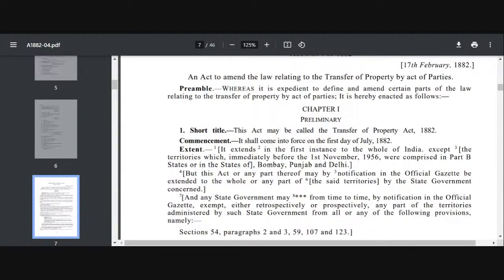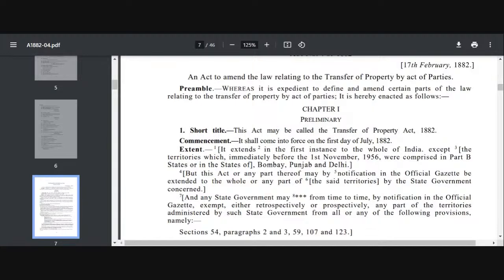So it is not transfer of property by act of parties. Transfer of property by act of parties is something which takes place between living persons. Any transfer of property by operation of law is governed by personal laws, okay, not by the TP Act. Will, inheritance, right?